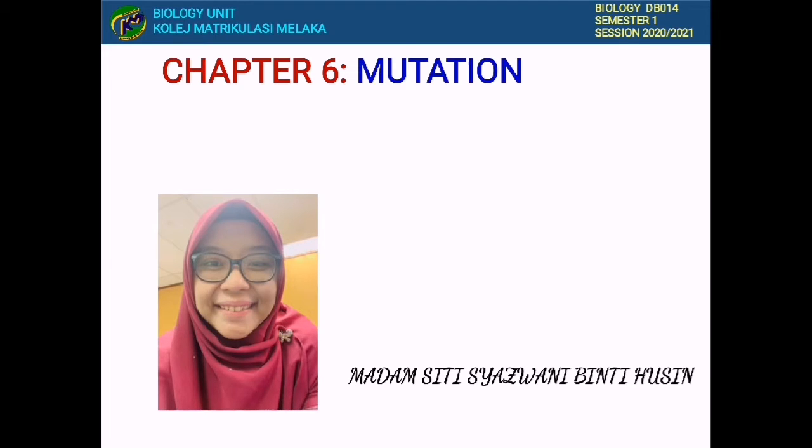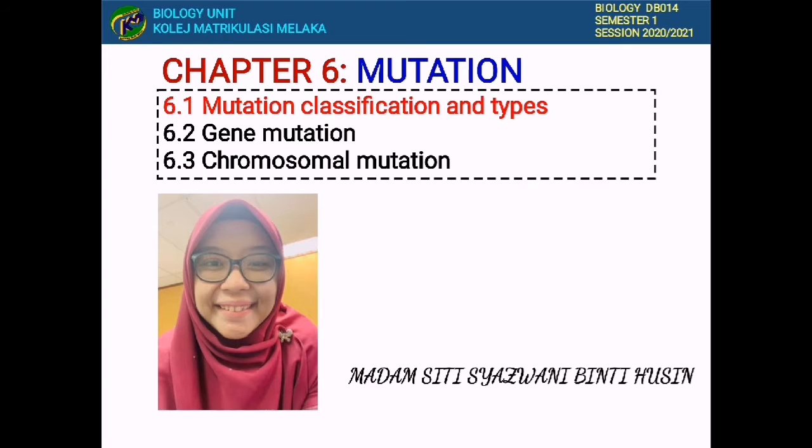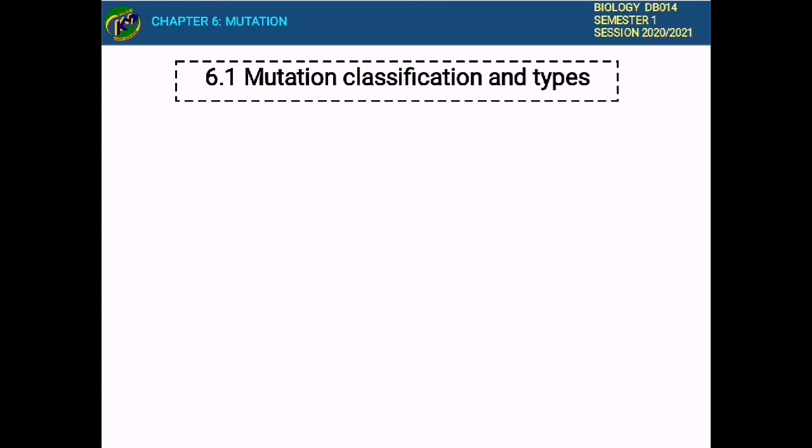So today we are going to learn about chapter 6, which is mutation. Mutation is divided into 3 subtopics. The first one is 6.1 mutation, classification and types. 6.2 gene mutation. 6.3 chromosomal mutation. Let's see 6.1 first.